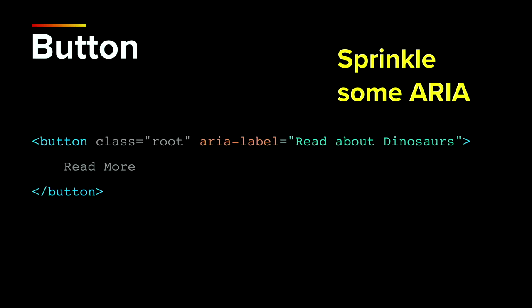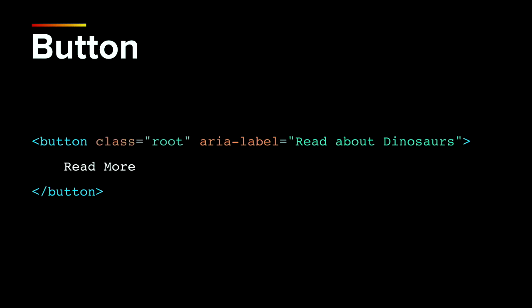This is the one touch of ARIA we've added to this button, and it's an aria-label attribute. This is to handle those cases where you have 5 read more buttons on the page. And if you're accessing this page in a screen reader, what are you reading more about? You have no idea. So if you add this aria-label attribute here, you can pass in some data to read more about dinosaurs. So this is an accessible button in HTML.